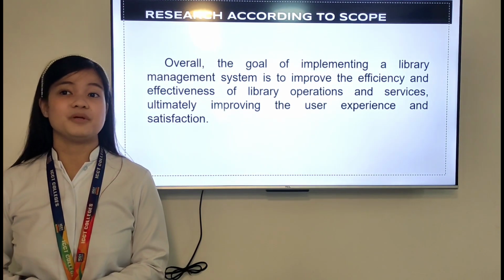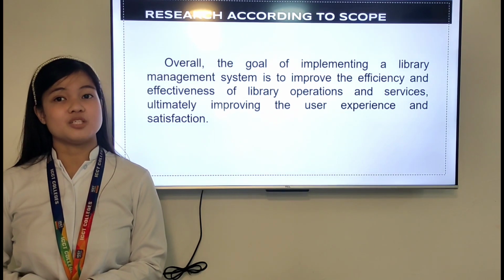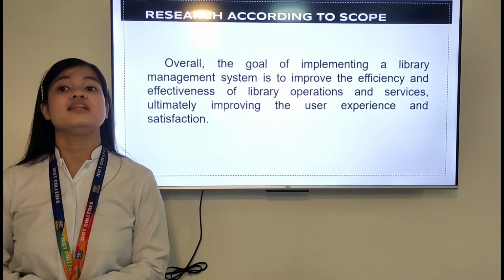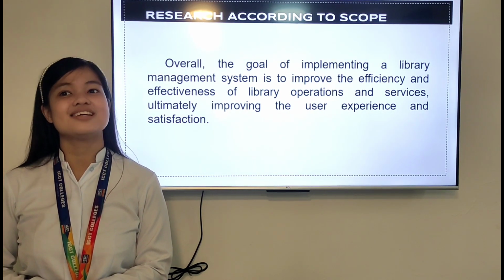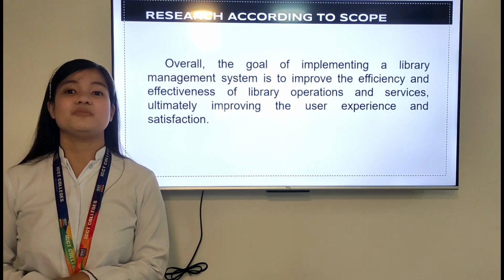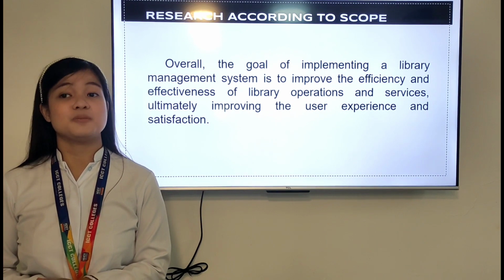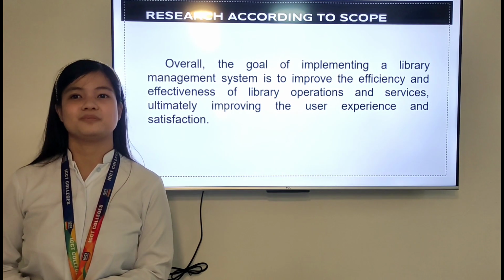Overall, the goal of implementing a library management system is to improve the efficiency and effectiveness of library operations and services, ultimately improving the user experience and satisfaction. And that's our capstone project: Integration of Library Management System using Microsoft Azure for Mahabang National High School.